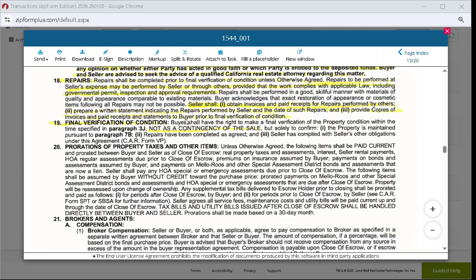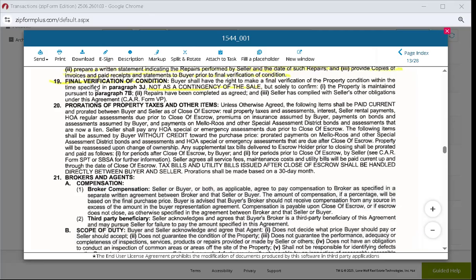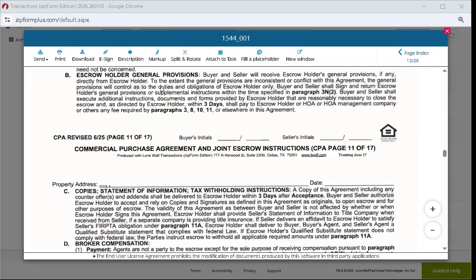So I know a lot of times we kind of skip that, but there could be a buyer that says, give me the receipts, right? Even if the seller did it themselves, you have to provide a written statement of what they repaired, okay? So make sure you're paying attention to that. Final verification, as with all contracts that we're dealing with on CAR, is not a contingency of the sale, okay?